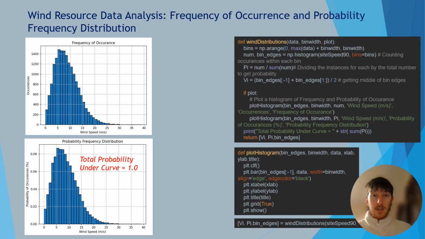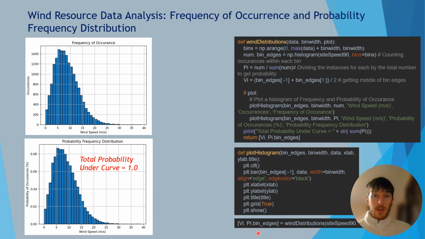Next, I calculated the frequency of occurrence and the probability frequency distribution using the function in the top right here. So this splits the data up into bins. The histogram function returns the bin edges and the number of instances per bin. Then I calculated the probability associated with the middle point in the bin. And then I plotted the histogram using a separate function that I defined here in the bottom.